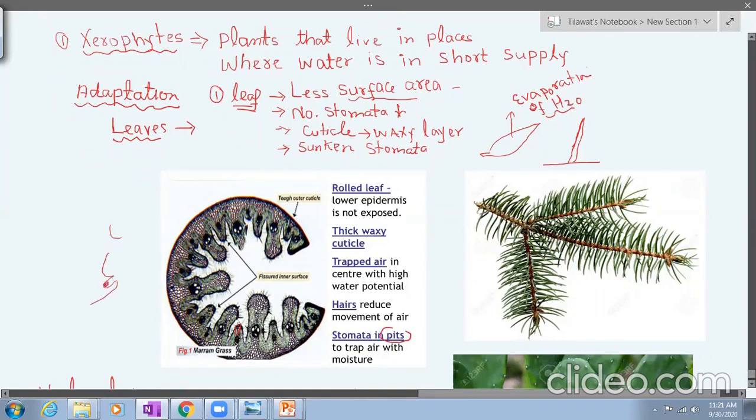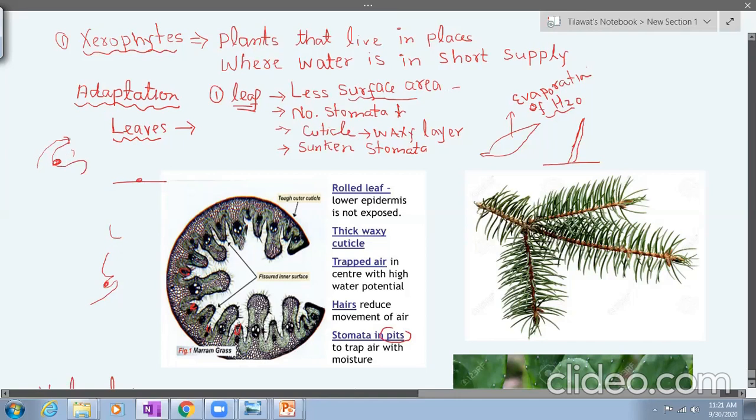Inside that, stomata are present. You can check here, it is in the groove. Inside that pit, you can check, here is this one, right? And inside this groove, there are stomata, okay? So inside, they are not exposed directly like that. If the stomata are in a groove, inside this space, it means the stomata are not directly exposed outside. So what does this groove help with?